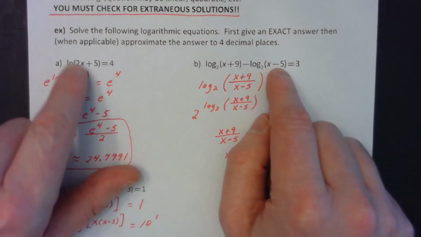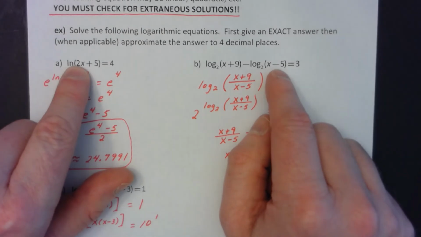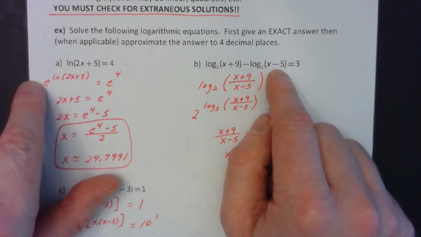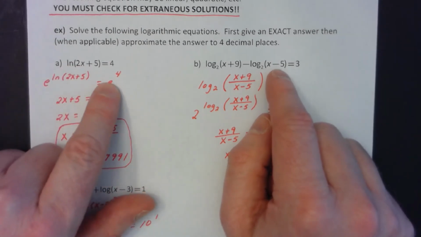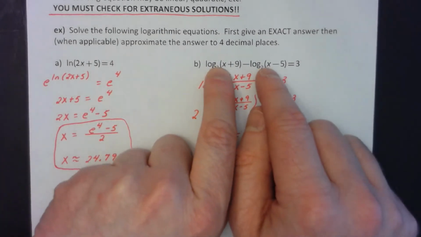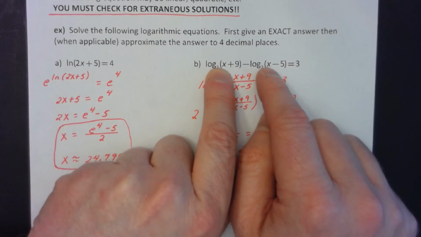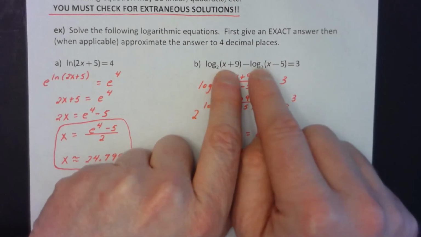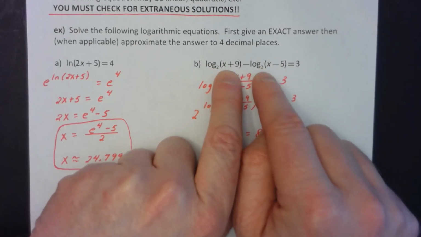Now, the next problem here. This one's more complicated than the last, because the last one, I could just go ahead and exponentiate base e in the very first step. You cannot do that here because you have two separate logarithms. The absolute first thing in these problems is you must get a logarithm by itself on a side before you can exponentiate.